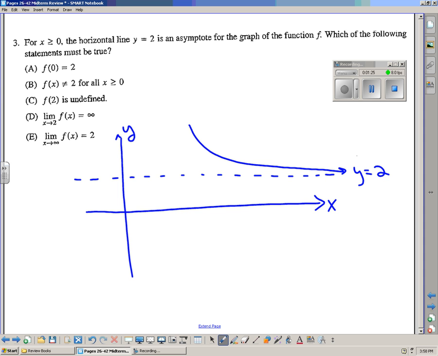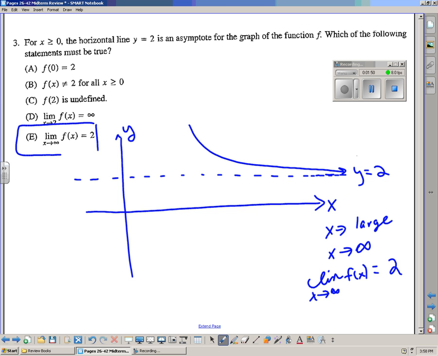Well, a horizontal asymptote is talking about behavior as x gets large. So thinking about it as x goes to infinity, what we're really saying is that the limit as x gets big of this function is 2. As x gets big, the function value gets closer and closer to the y value of 2. So choice E is correct. Let's just analyze these other ones.